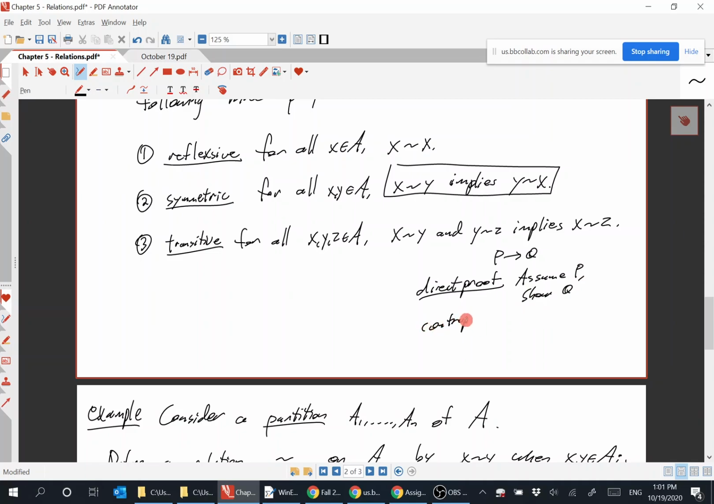Contrapositive: assume Q naught, show P naught. And contradiction: assume P and Q naught, find a contradiction. Find R and R naught within the statement.